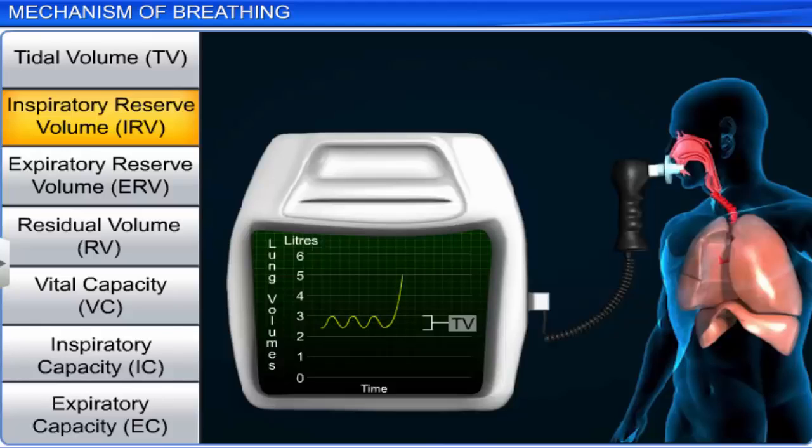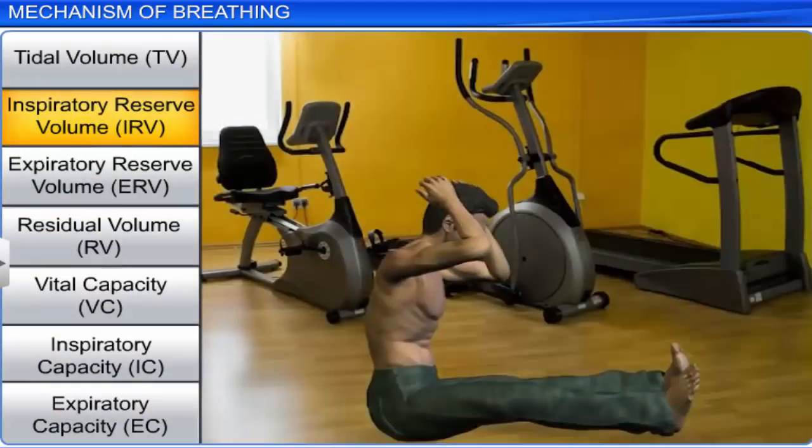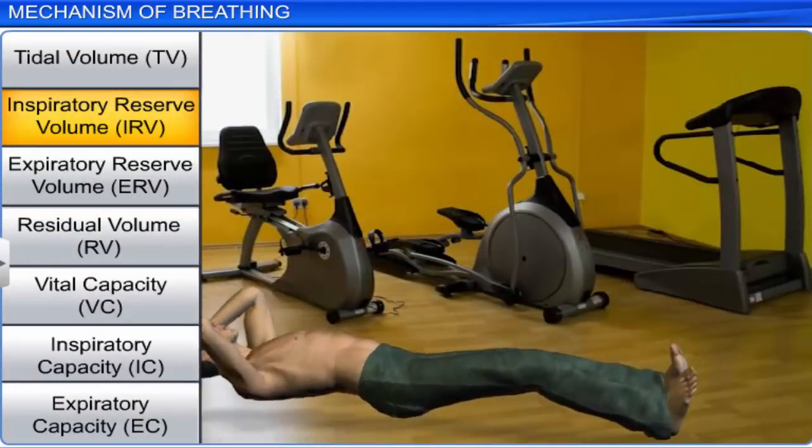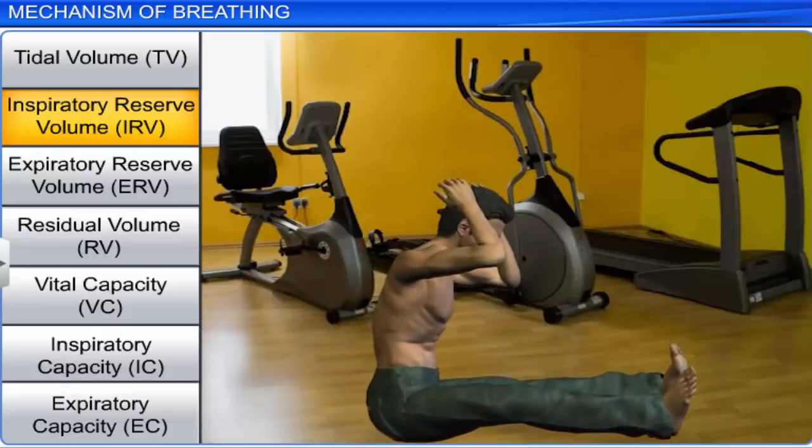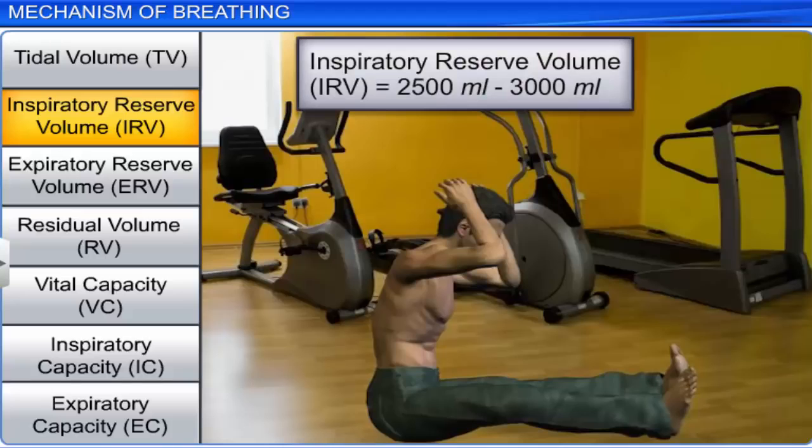Inspiratory reserve volume is the additional volume of air that a person can inspire by a maximal inspiration. This usually happens during exercise or exertion when we need to breathe forcibly. This averages from 2,500 milliliters to 3,000 milliliters.